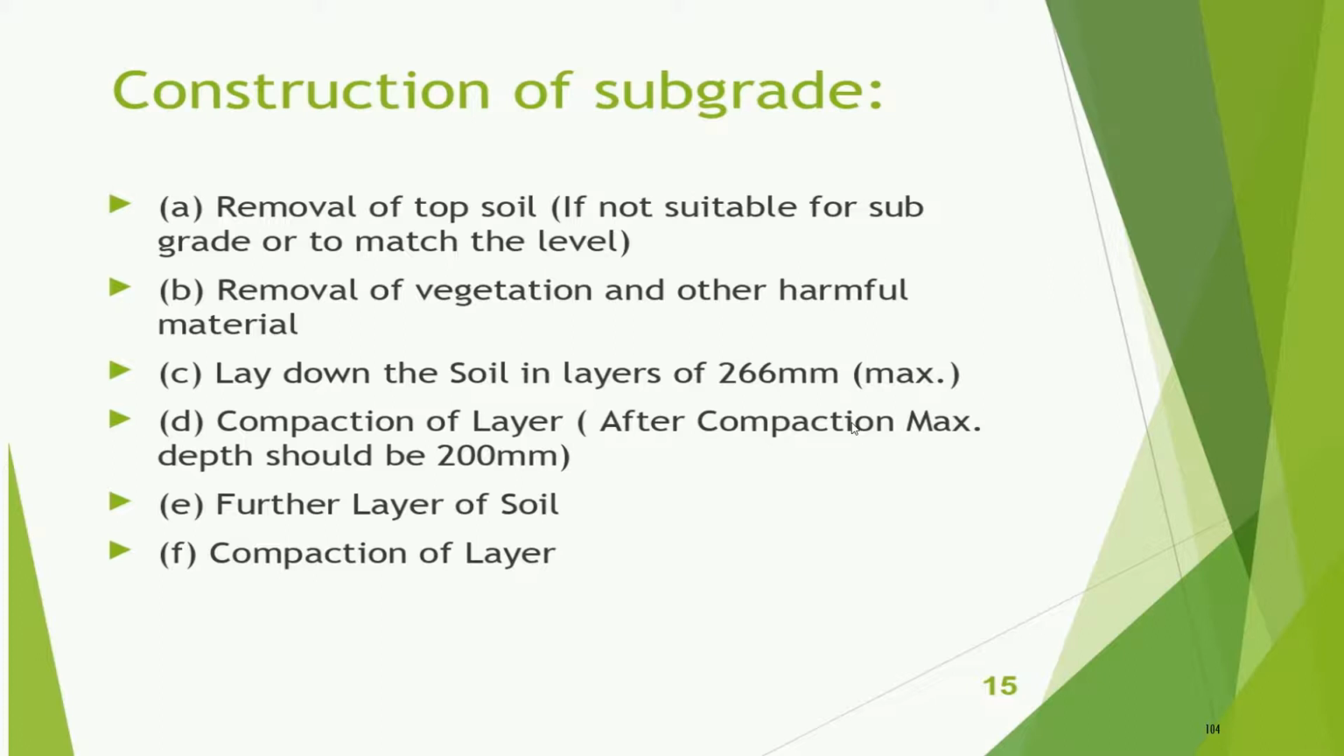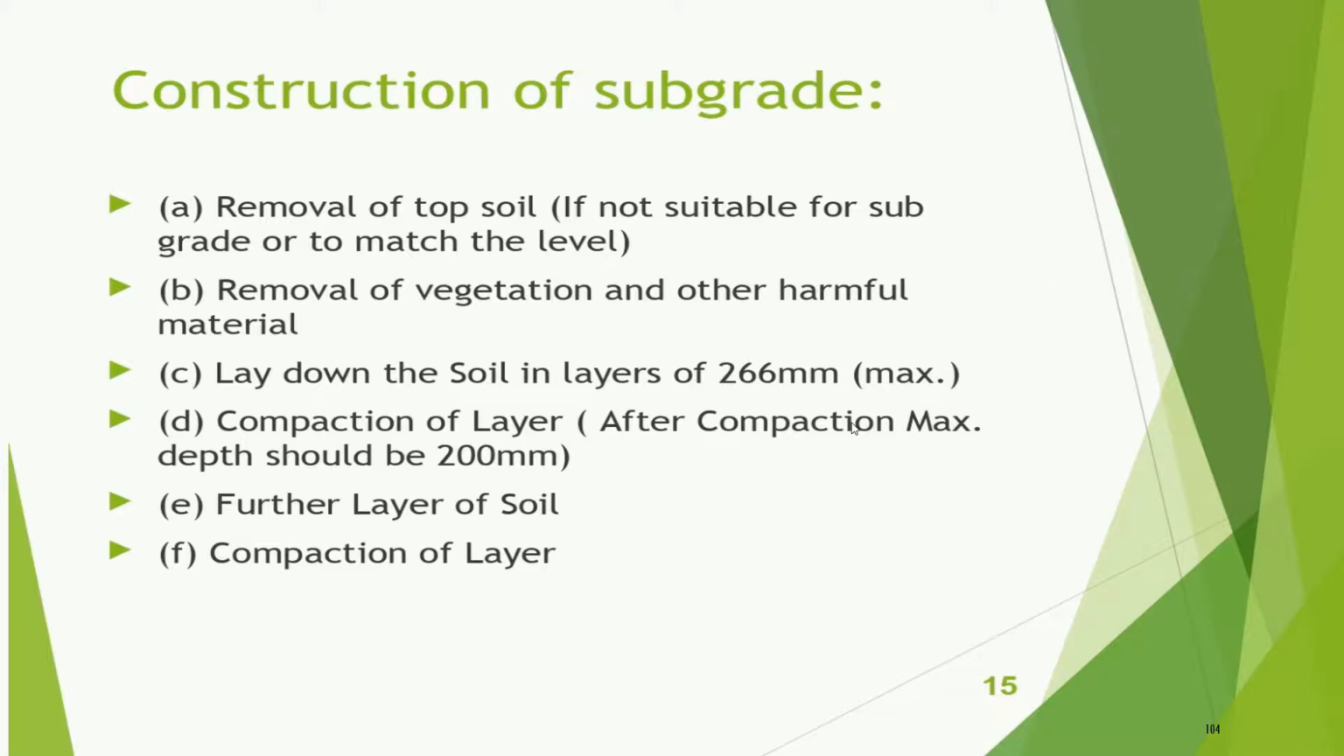Then the next point is the removal of vegetation and other harmful material. Lay down the soil in layers of 260 mm, compaction of the layer, then the next layer of soil and compaction of the layer. So these are the various points which come under the construction of the subgrade.